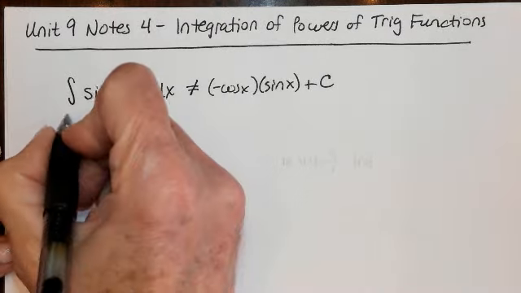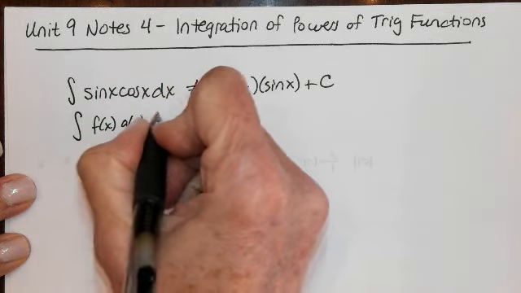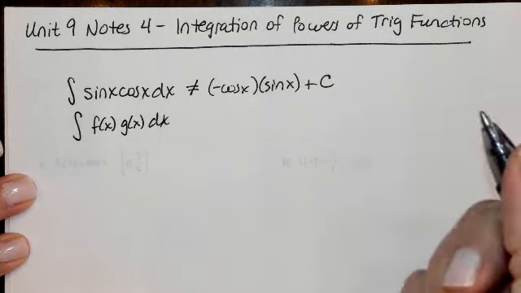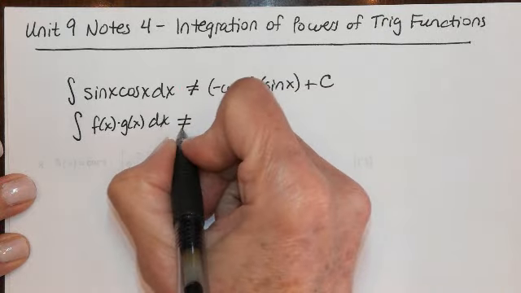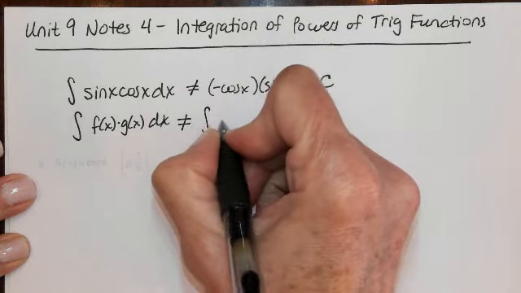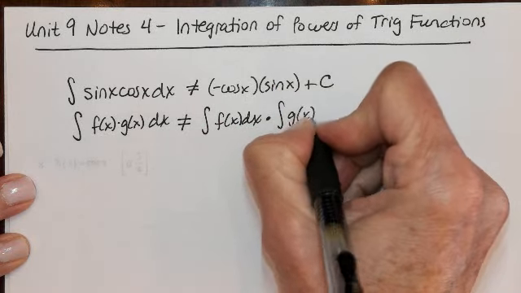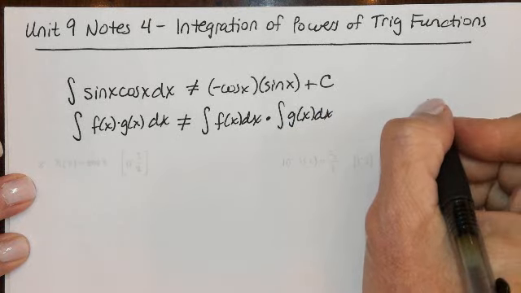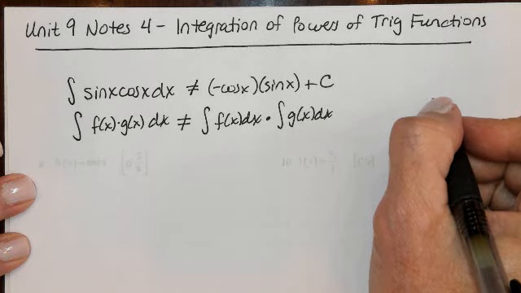So in general, if you have a product of two functions, I don't care if they're both trig or both algebraic or both some other transcendental, our integral is not the antiderivative of the first times the antiderivative of the second. That's not true. Okay? That would make things way, way easy, but it would also make them wrong. So that's just wrong. So don't do it.